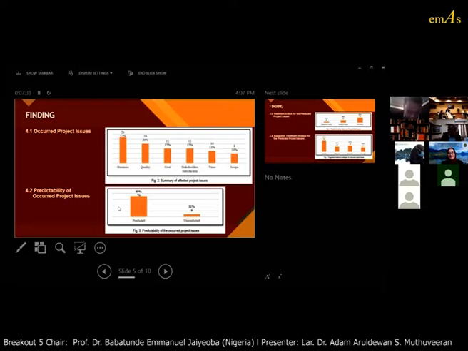Right, so we found that the majority, 89% or equivalent to 70 project issues, were predicted based on their project manager's experience and ability to forecast, which generally were technical issues, which are more objectified.